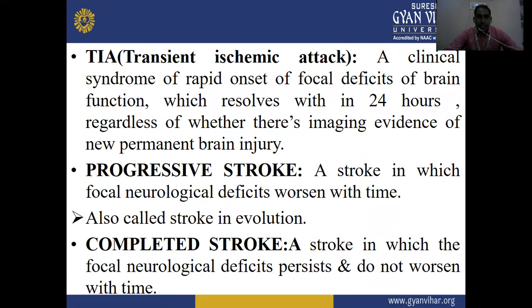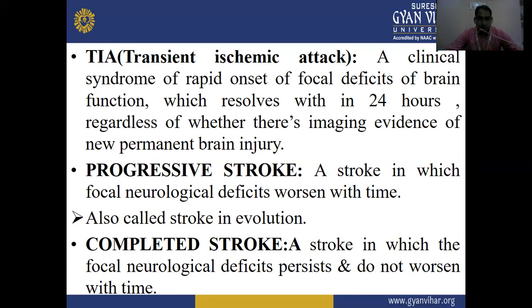First one is transient ischemic attack, a clinical syndrome of rapid onset of focal deficit of brain function which resolves within 24 hours, regardless of whether there is imaging evidence of new permanent brain injury. Focal deficit means a problem with nerve, spinal cord or brain function that affects a specific location.